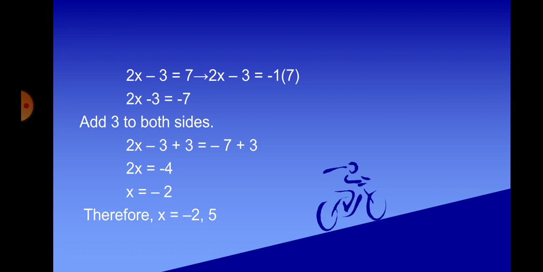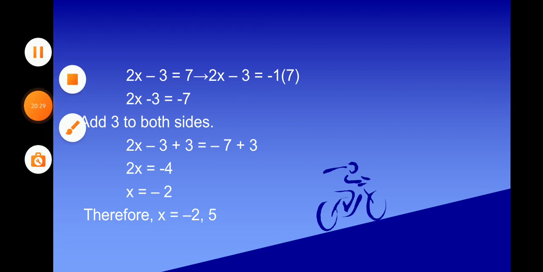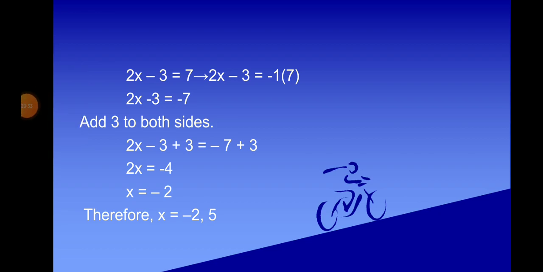So therefore x equals negative 2 and 5. So that is the basic examples of absolute value.